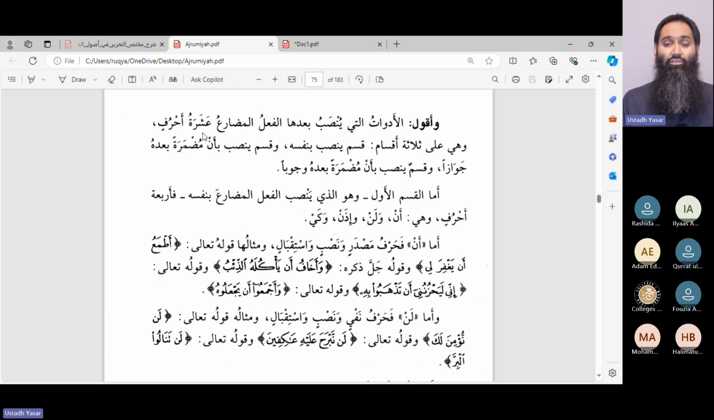وَهِيَ عَلَى ثَلَاثَةِ أَقْسَامٍ, and these 10 letters can be divided into 3 categories. قِسْمٌ يَنْسِبُ بِنَفْسِهِ. There's a category where these letters, these ahruf, make fi'l mudari mansoob by themselves. They don't need any extra help. They themselves make fi'l mudari mansoob.